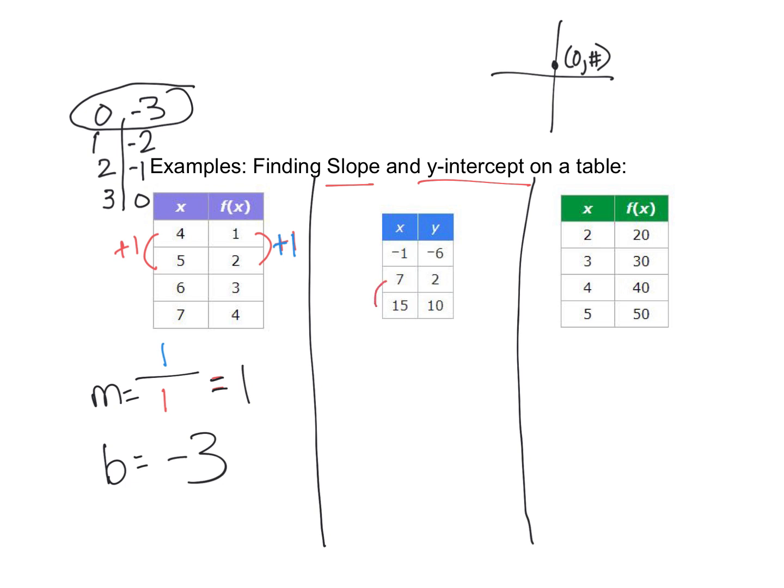So if I work with 7 and 15, to change from a 7 to a 15, I add 8. We're always looking at what we would add to change it. To change from a 2 to a 10, I would add 8. So to calculate my slope, I divide the change on the y, 8, by the change in the x, 8, and 8 divided by 8 is 1. So the m, or the slope of that table, is 1.